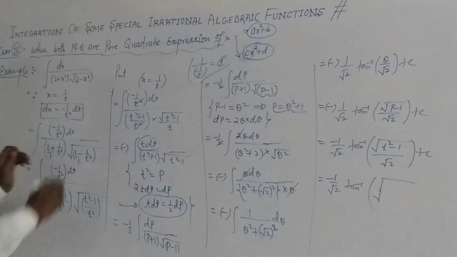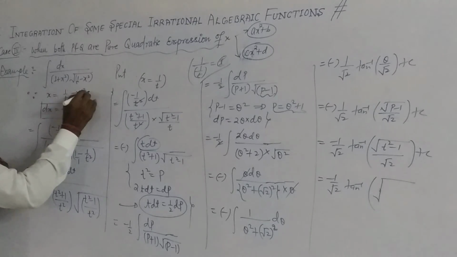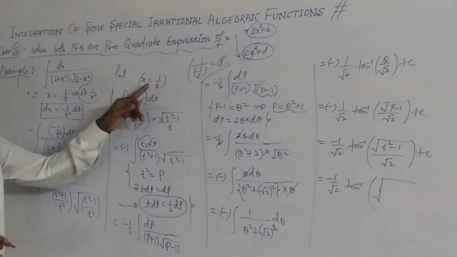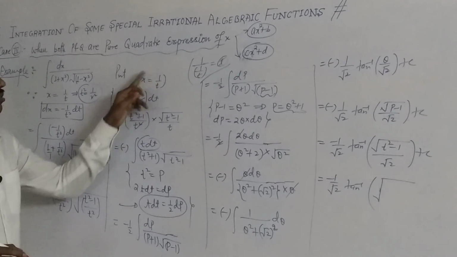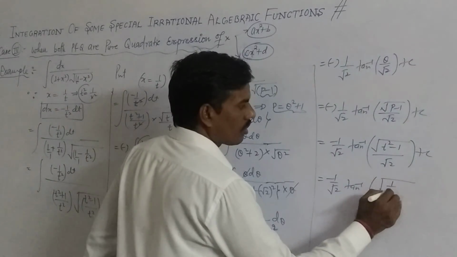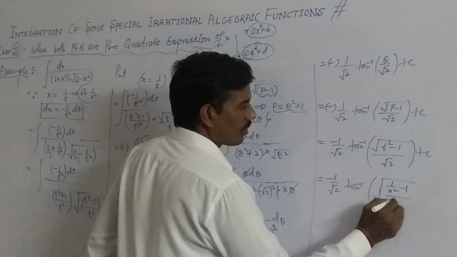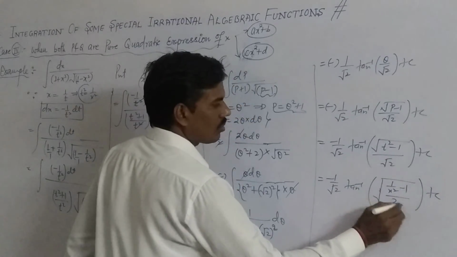Here t square is equal to 1 upon x square. Okay? x is equal to 1 upon t, then t is equal to 1 by x, t square is 1 upon x square. Here 1 upon x square minus 1 upon root 2 plus c.